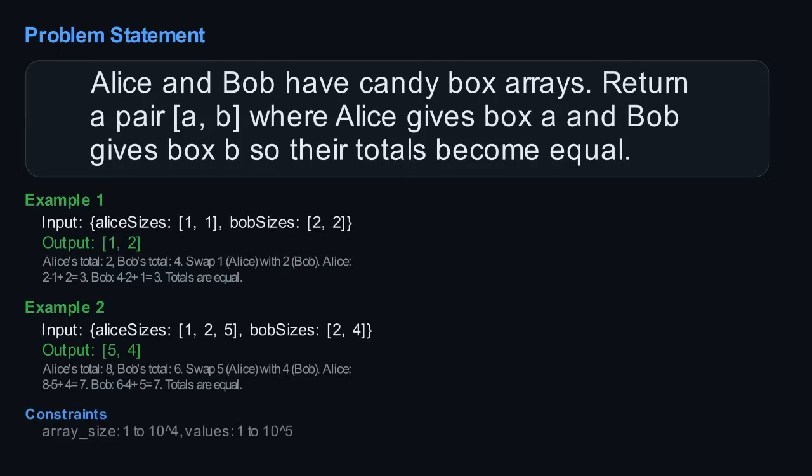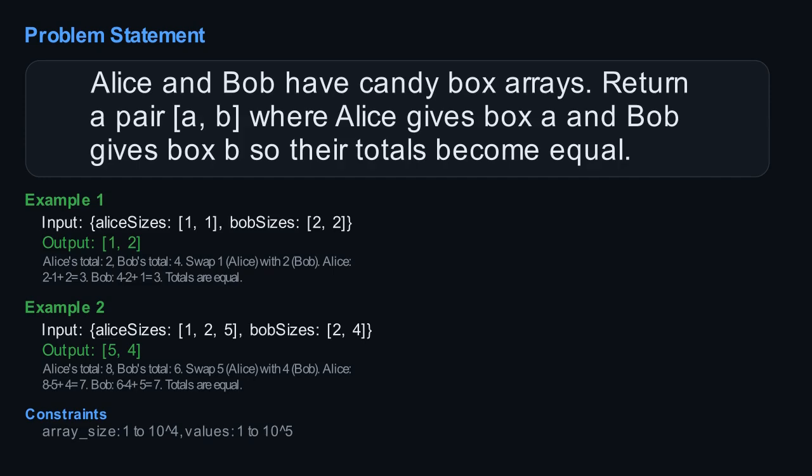Imagine Alice has a collection of candy bars, and each bar has a specific size. Bob also has his own collection of candy bars, each with its own size. We're given these two collections as lists of numbers. For example, Alice might have candy bars of sizes 1 and 1. Bob might have candy bars of sizes 2 and 2.